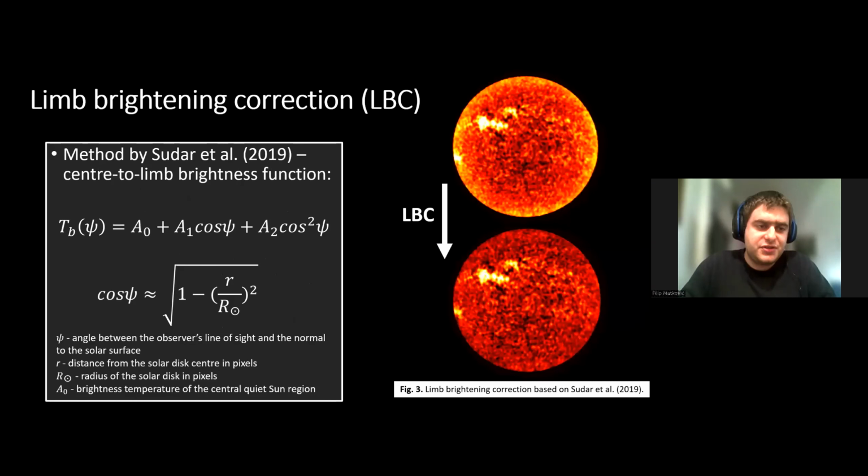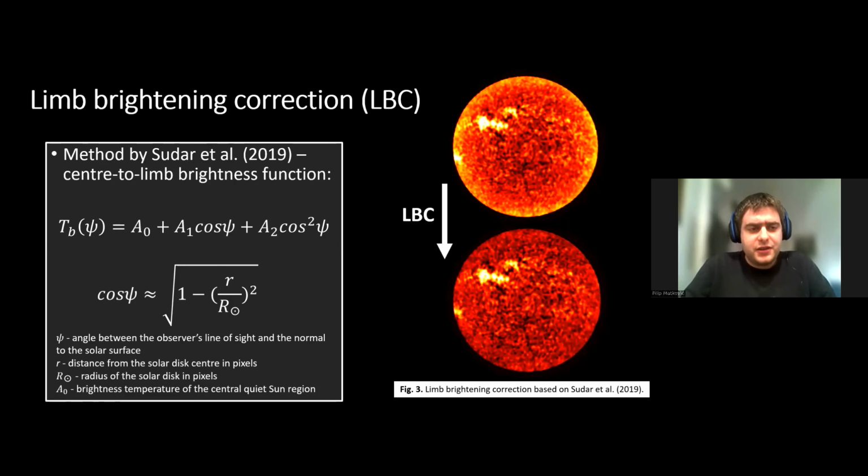But before the analysis is done, the ALMA data had to be first corrected for the limb brightening effect, which is visible in the upper image on the right as an enhanced brightening towards the solar limb due to seeing higher layers of the chromosphere which have higher temperatures than those below.